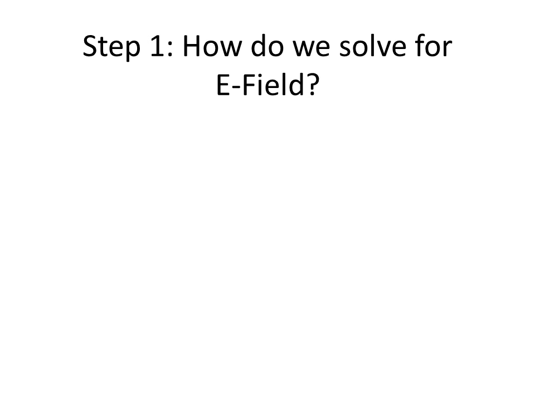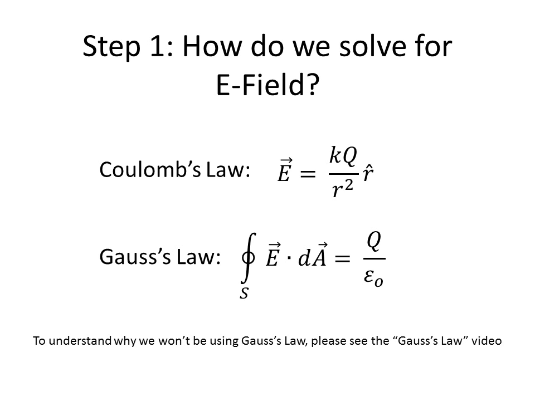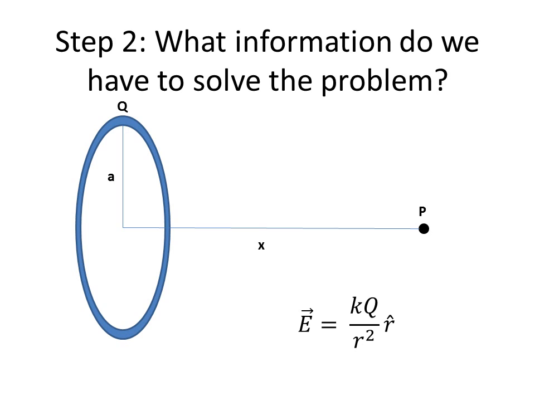First, let's think of what equations we might be able to use to solve this problem. We have two ways of solving for the electric field in terms of charge. We could use Coulomb's law or Gauss's law. Due to the symmetry of the problem, we don't have a nice Gaussian surface to use Gauss's law, so we'll use Coulomb's law. Next, we ask if we have all the information that we need to solve this problem.